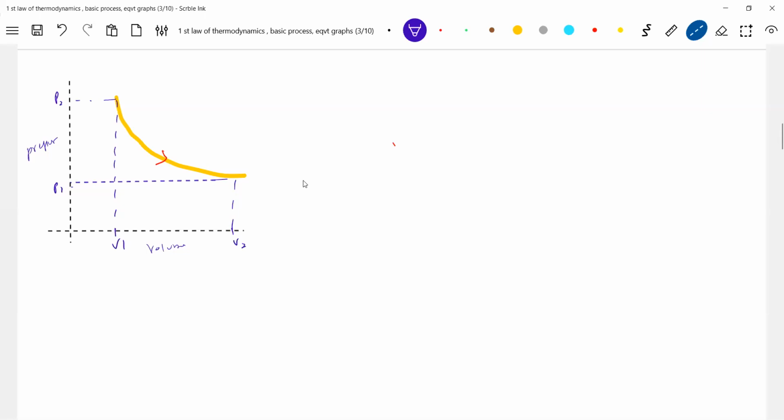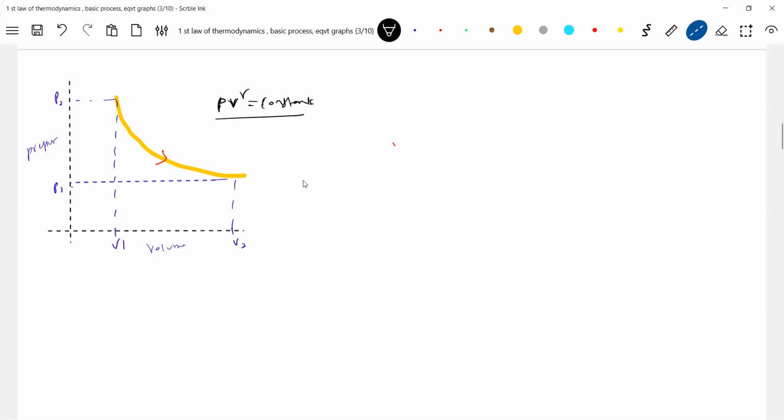So that's how the pressure versus volume graph will be. Don't say rectangular hyperbola, it's a curved one. The equation is PV to the power of gamma equal to constant. Okay, this is the basic condition relating pressure and volume.